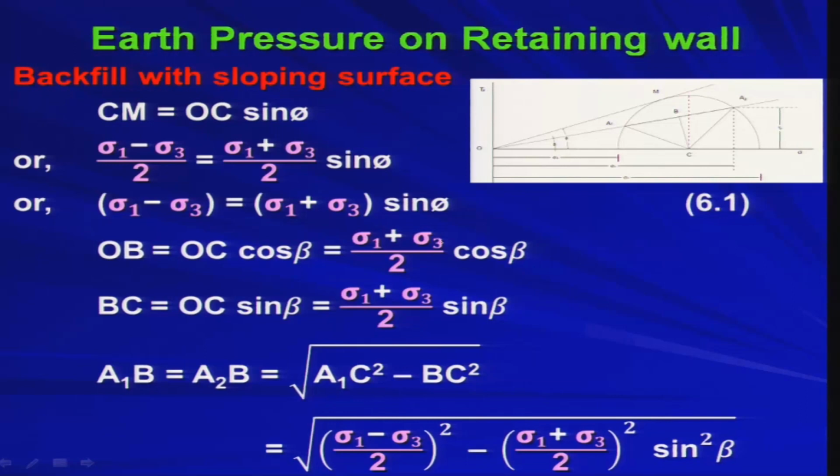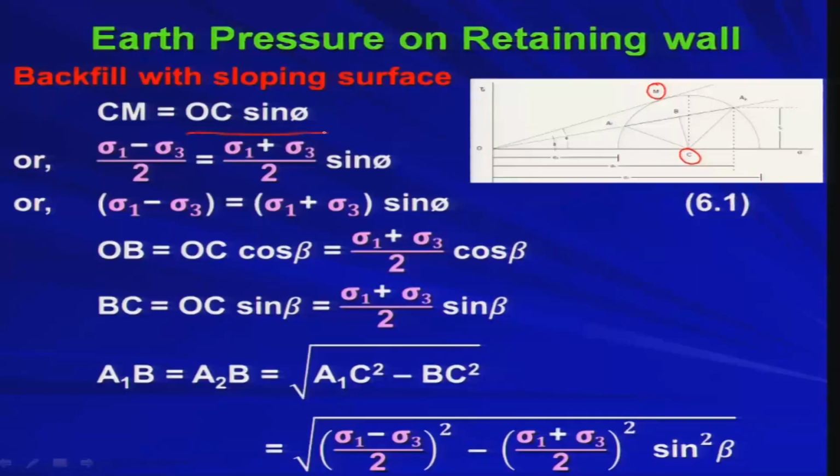Now CM. This is the point C, C is the center of the Mohr circle, and M is the point on the Mohr circle where it is touching the Mohr Coulomb failure envelope. So, that is point M. If you join these two points C and M, it will give you the radius of the Mohr circle. So, the radius of the Mohr circle is nothing but OC into sin phi. What is OC? OC is the distance between origin O and center of the Mohr circle. Several times we have seen this when discussing the Mohr circle and the shear strength.